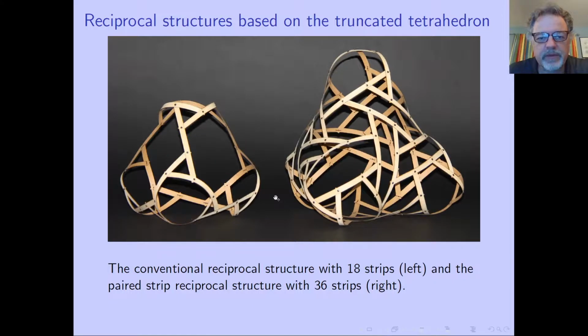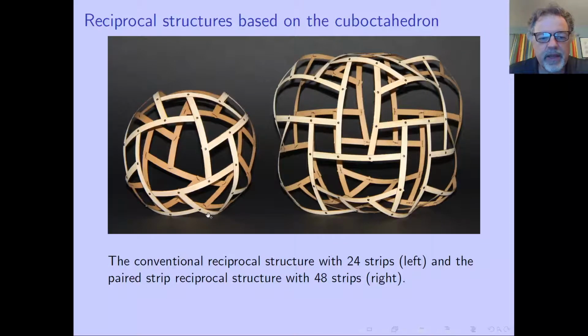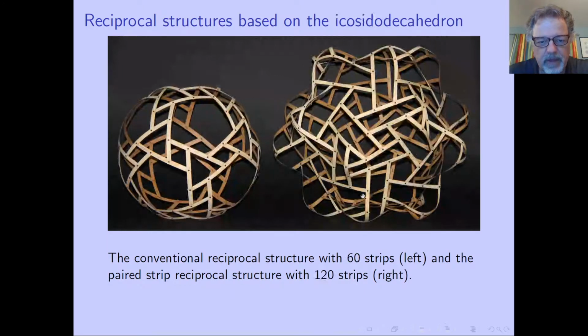And then we can apply this to Archimedean solids. This is the truncated tetrahedron, and this is the paired strip reciprocal structure corresponding to that. Here we have the cuboctahedron and the paired strip reciprocal structure here. This is similar for the icosidodecahedron. We have the icosidodecahedron at this point, and then this paired strip reciprocal structure here.